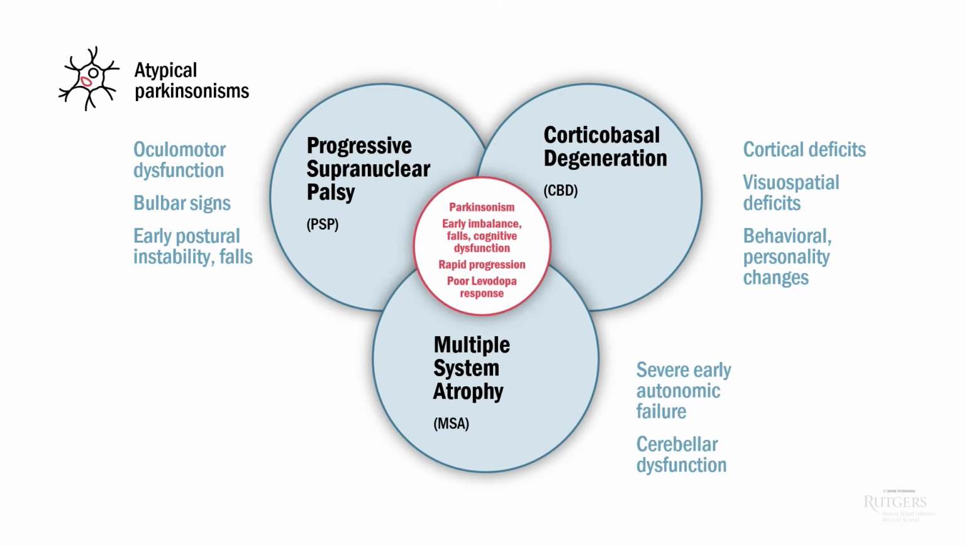That, and the fact that atypicals progress more rapidly and respond poorly to levodopa. Mean survival after onset is about 7 years, which is less than half that of Parkinson's disease. In progressive supranuclear palsy, the widespread atrophy and neuronal loss also affects pathways modulating brainstem function.